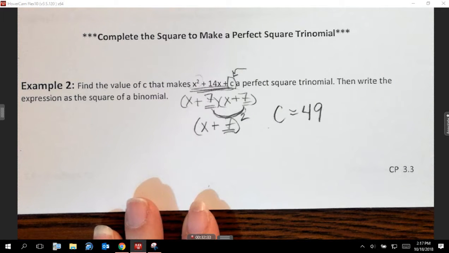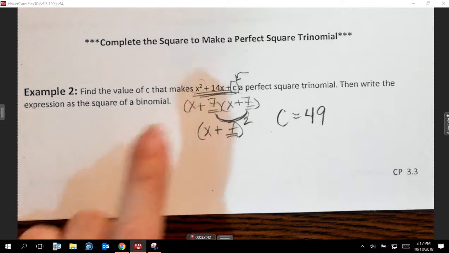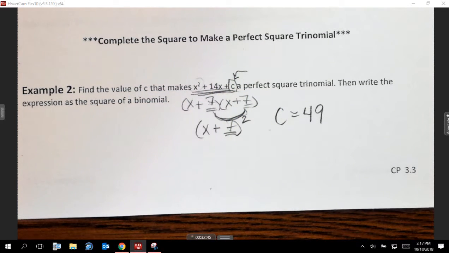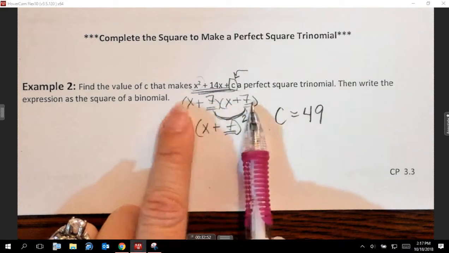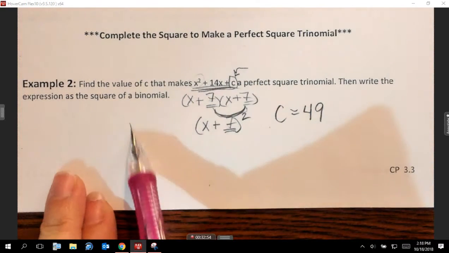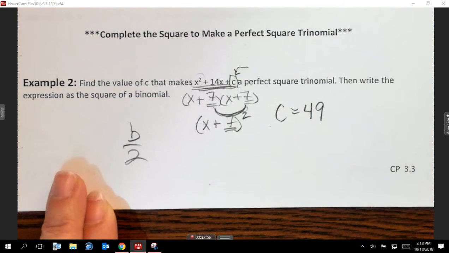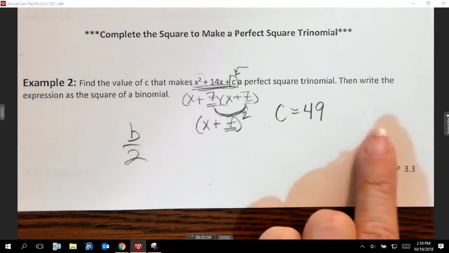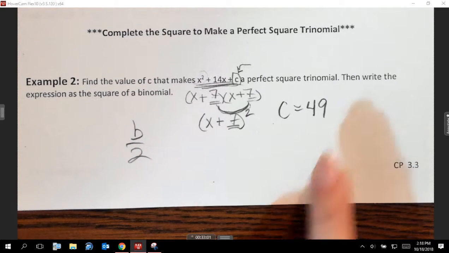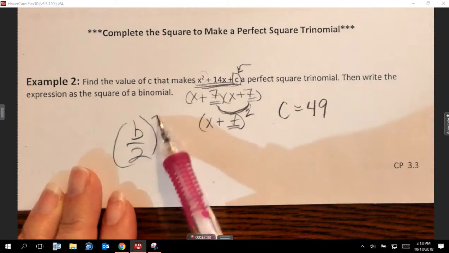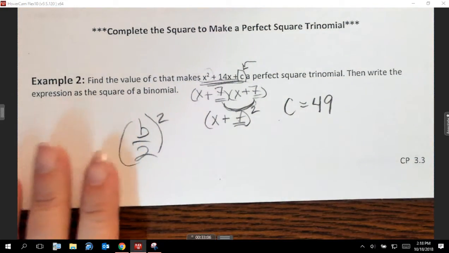Magically hits me. Pythagorean square. Yeah. You looked at B, and then what did you do to get 7? You divided it by 2. That's what you did, because these were going to be exactly the same. So you took that B term, and you divided it by 2. That's how we got 7. How did we get 49? You took that answer, and you squared it. That's what you did.